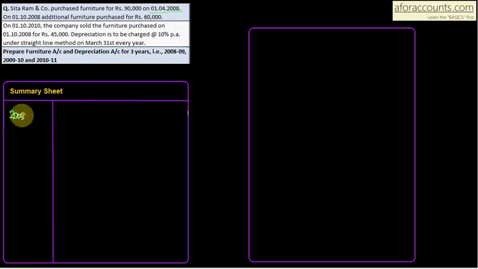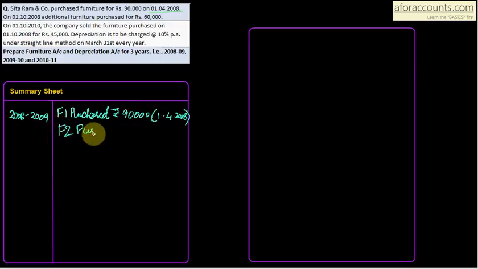2008, 2009. Furniture 1 purchased, so we'll write it as F1, purchased for rupees 90,000. Write the date in brackets: 1/4/2008. At the beginning of the year, furniture 1 is purchased. And on 1/10/2008, we'll call the second furniture F2, purchased for rupees 60,000.